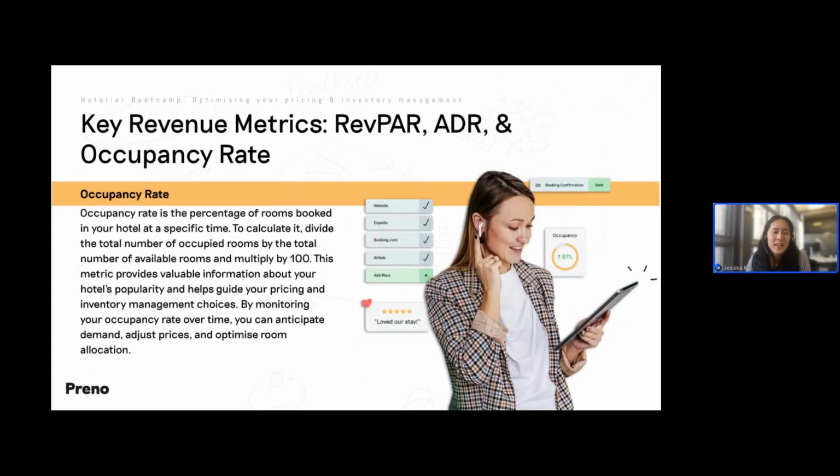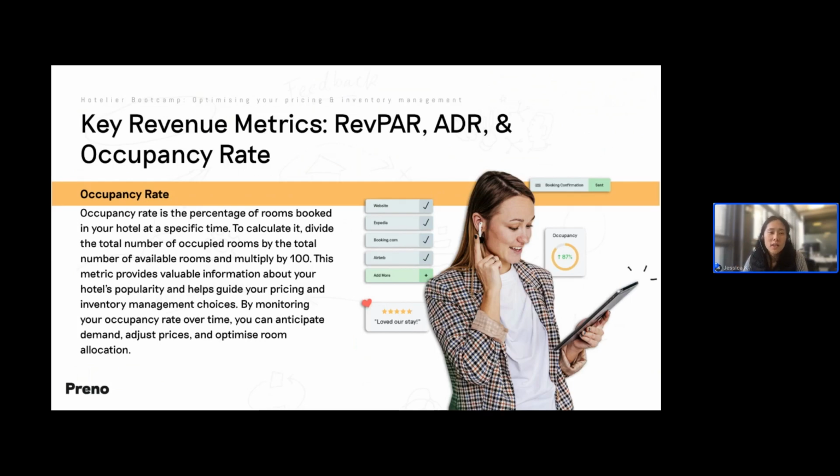And then thirdly, we have occupancy rate. This is the percentage of rooms booked at your hotel at a specific time. And to calculate it, you just need to divide the total number of occupied rooms by the total number of available rooms and multiply by 100.